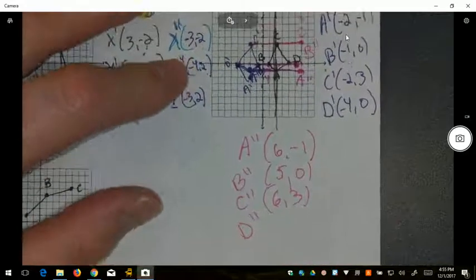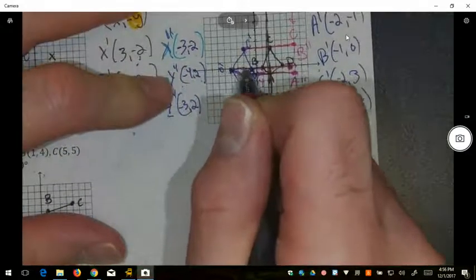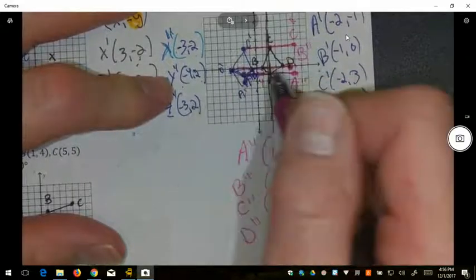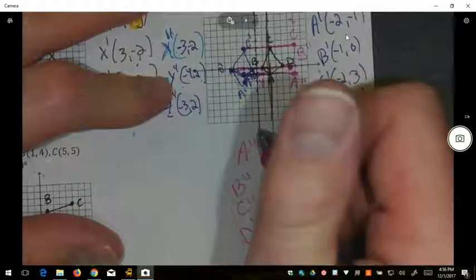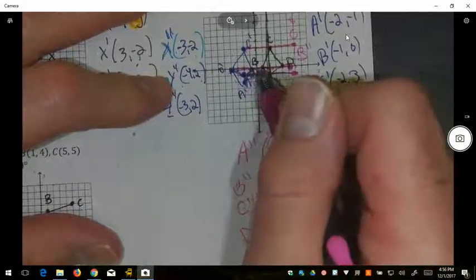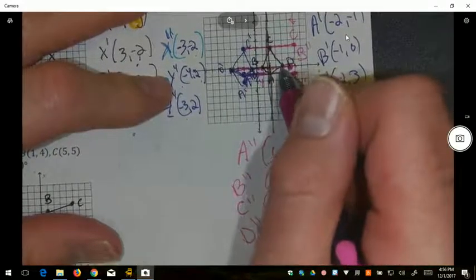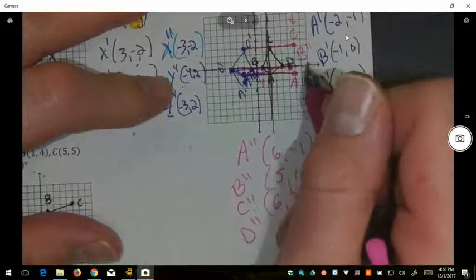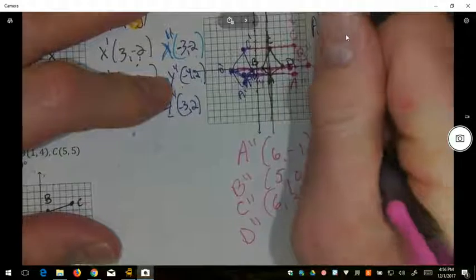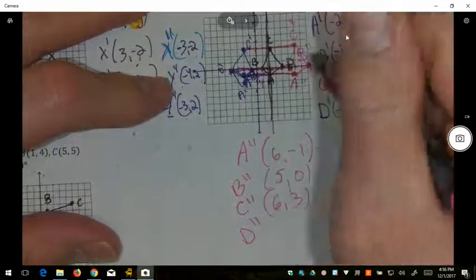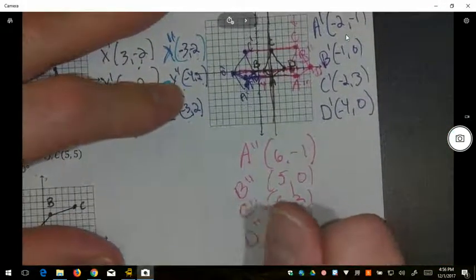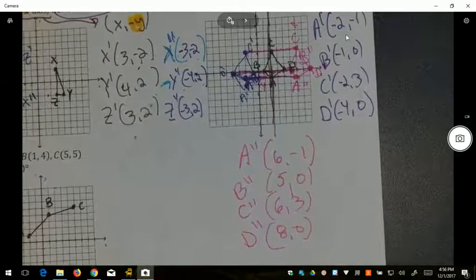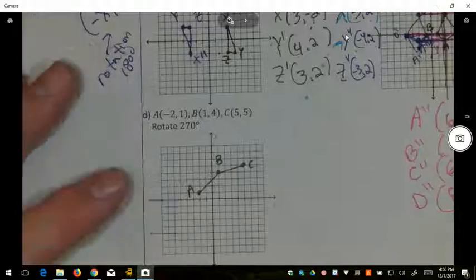And D double prime is 1, 2, 3, 4, 5, 6. Sorry, 1, 2, 3, 4, 5, 6, 7, 8. No, 6 away, so 1, 2, 3, 4, 5, 6. That will put D double prime at 8, 0. All right, letter D seems tricky.